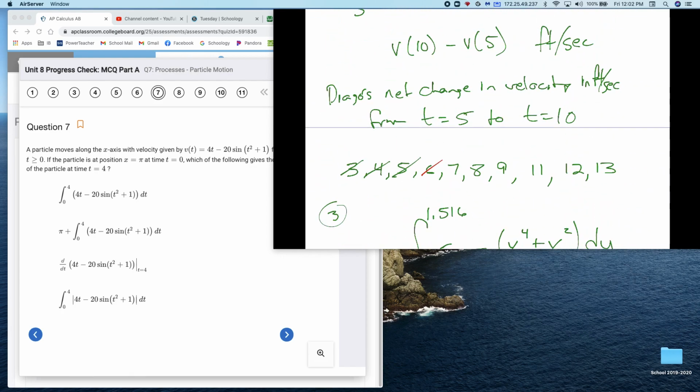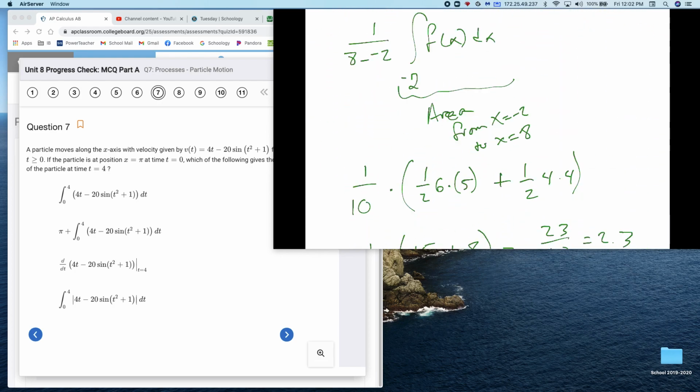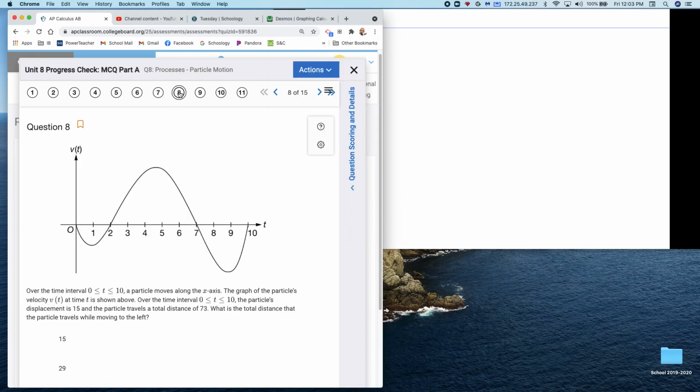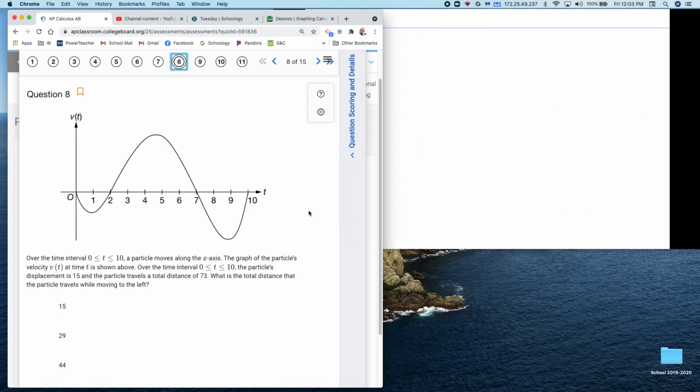Let's see where I'm going here. I just want to keep track. So I'm going to do 8, 9, and then we'll jump to 11. So number 8. Let me flip to it. There are a couple of different ways to do this, and I don't know the best way, but I'm going to show you how I might think about it.